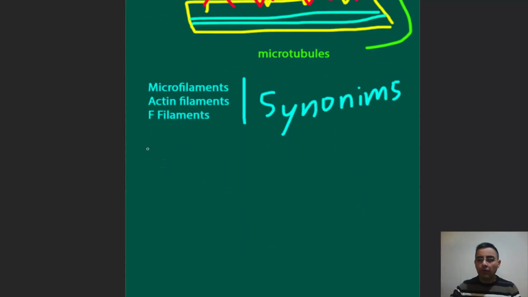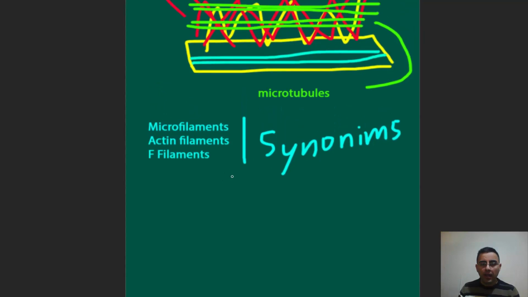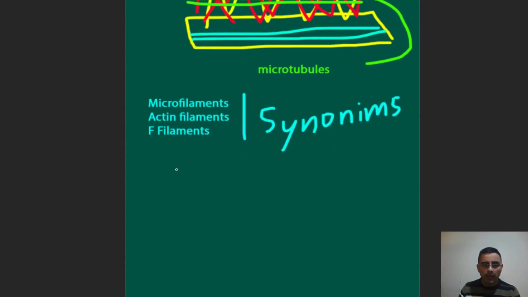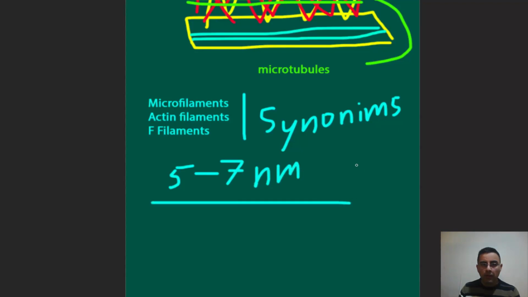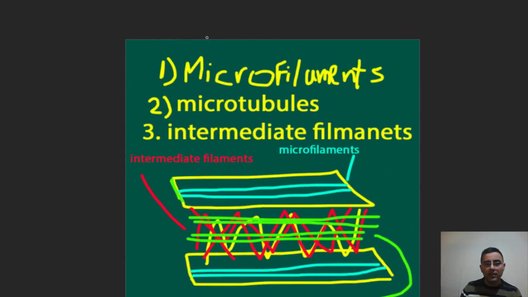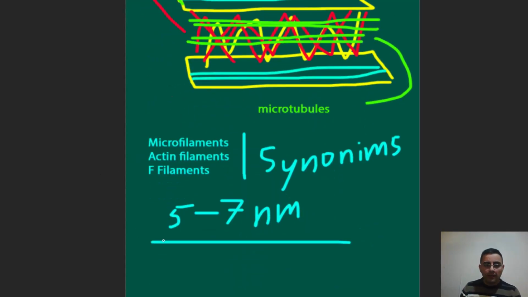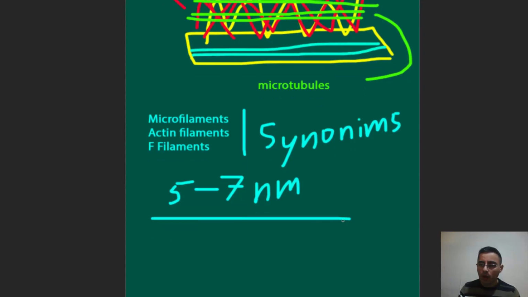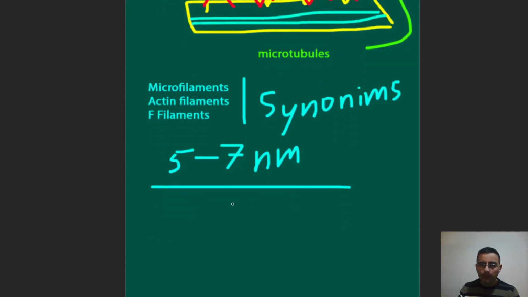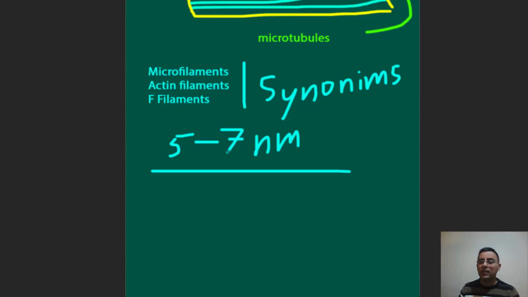What is the structure of these microfilaments? Microfilaments are very tiny structures. Their diameter is 5 to 7 nanometers. Very tiny. Microfilaments are the smallest structure of these three: microfilaments, microtubules, and intermediate filaments.